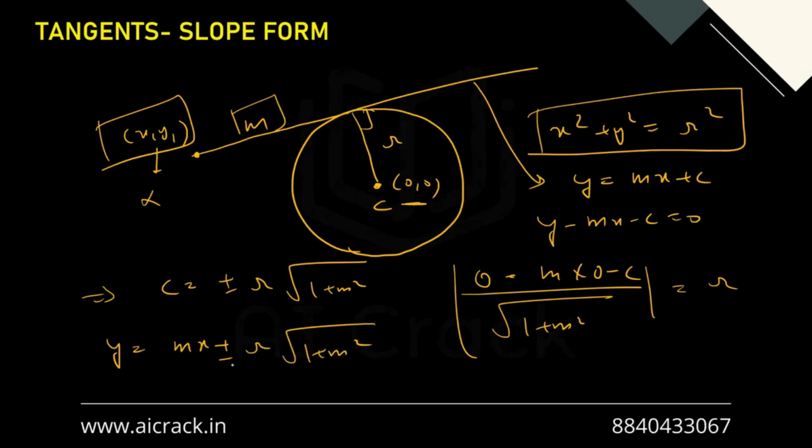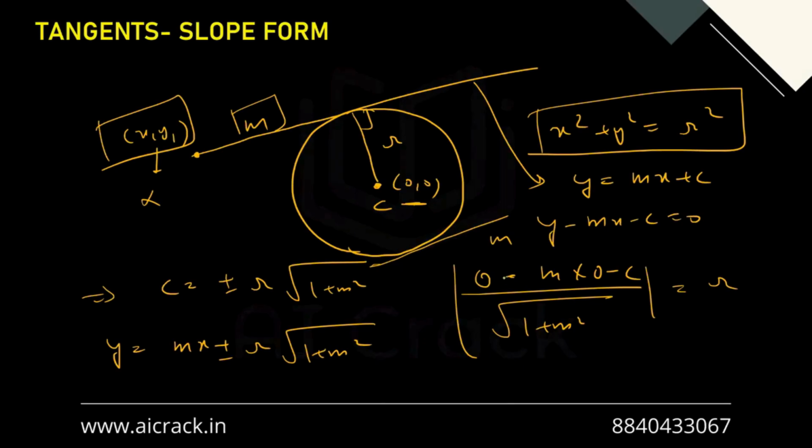And why are we getting the plus minus sign over here? Because one tangent is going to be here with slope m, and one parallel tangent is going to be over here with the same slope m, with a different constant value but the same slope. Okay, because if we draw a perpendicular on this tangent and on this tangent, it would be the same, and that would be equal to r, and both have slope m, right?